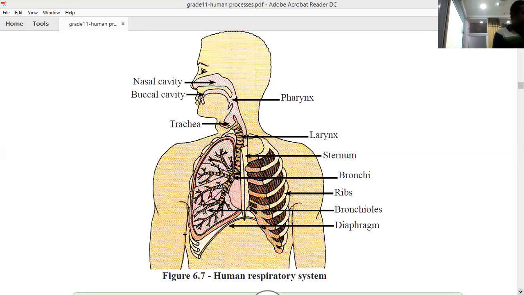Think that you have finished. The initial part of the respiratory system is the nasal cavity. I draw the parts of the respiratory system. Nasal cavity. Windpipe, trachea. And two bronchi.